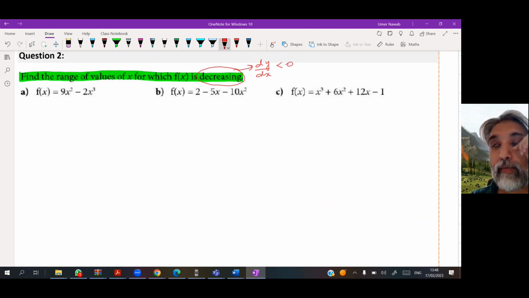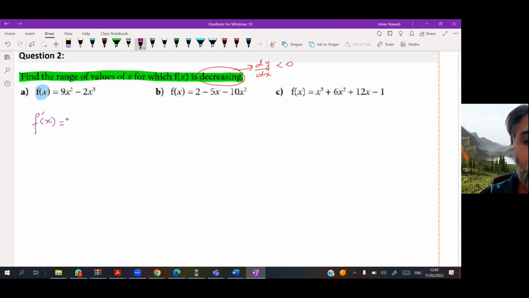Even though if you write dy by dx less than 0 in the exam, you will get 1 mark from me because you know that decreasing tells you the derivative of the function is always less than 0. Now, instead of y, he is writing f of x. So the derivative of f is f prime.